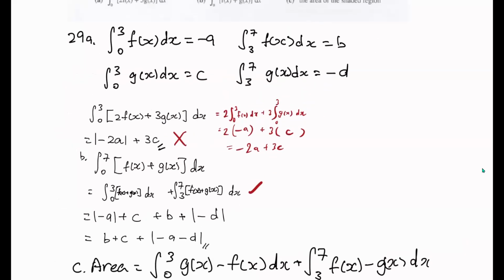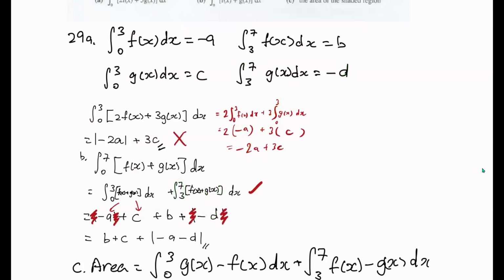Then after that, integrate fx plus gx from 0 to 3 means you can split it up as integral of fx from 0 to 3, then g of x from 0 to 3. So that gives you negative a and c. You don't need the modulus, okay? Don't need the modulus. How about the integral from 3 to 7 for fx plus gx, this part here? You split it as integral of the first guy plus integral second guy. Integrate fx from 3 to 7. That's this guy, which is b. Integrate 3 to 7 of g of x. It's this guy, so it's negative d. You don't need the modulus.